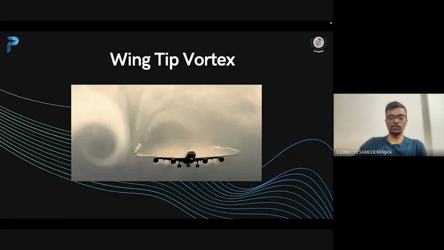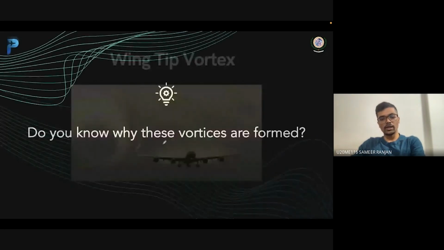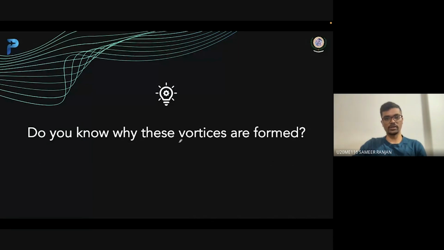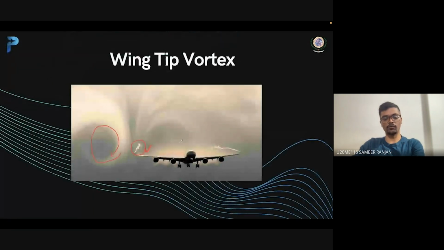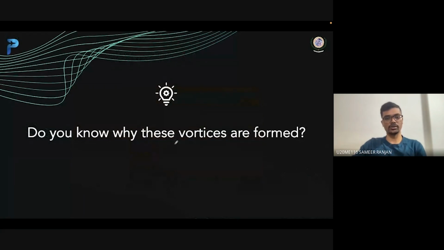Now you all might have traveled by aircraft, so you have noticed these types of formations take place in the sky when an airplane flies. If you go by a window seat, you can see these formations. They are called contrails, and from the plane's point of view, you could see this thing. We usually don't get a chance to see this, but we might have noticed these contrails. So can anyone tell me why these vortices are formed? It is generally called a wingtip vortex. Can anyone tell me why these vortices are formed?